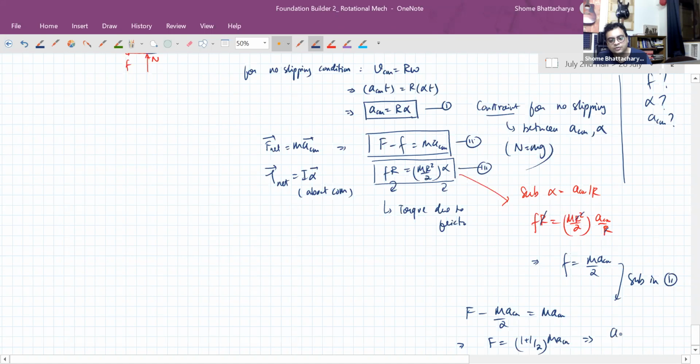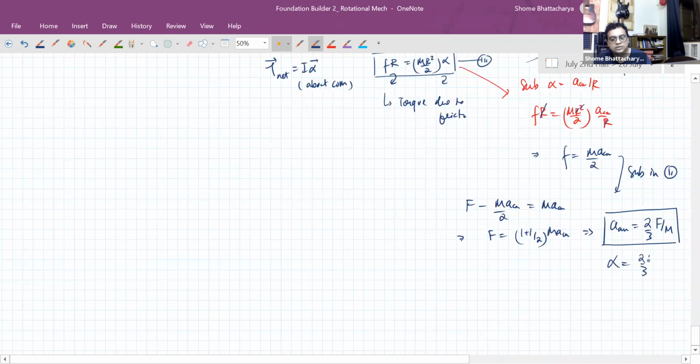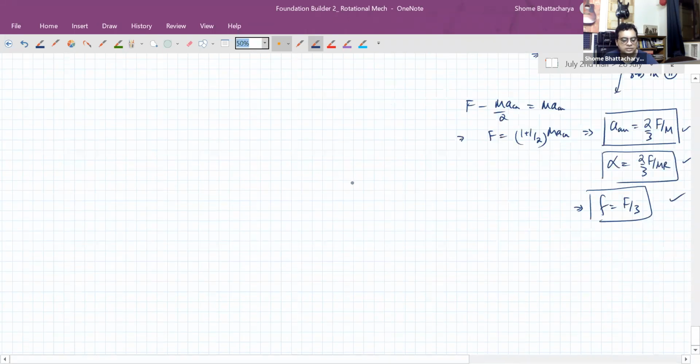So the acceleration of the center of mass becomes 2/3 of F by M instead of F by M, because the friction comes into action. From that, you will see that alpha will become 2/3 F by MR. And from that, you will see that the amount of friction acting will be F by 3, capital F by 3. So that answers all three parts of the question. Okay. You can substitute the values numerically and get the answers in SI units.